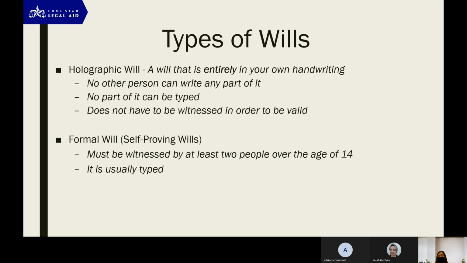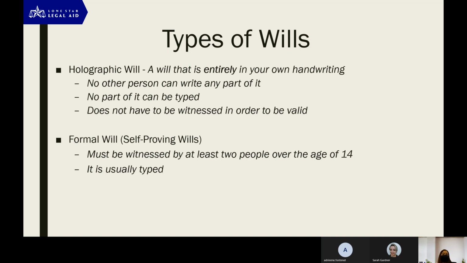There are two types of wills that we're going to talk about today. One is the holographic will, and the second one is the formal will. The holographic will must be entirely in your handwriting. This means no other person can write part of it. It cannot be partially typed, no fill in the blanks type of forms. The benefit of a holographic will is that it does not have to be witnessed in order for it to be valid. So this is a good option for someone that may be in their deathbed that didn't have a will, or they want an updated type of will.